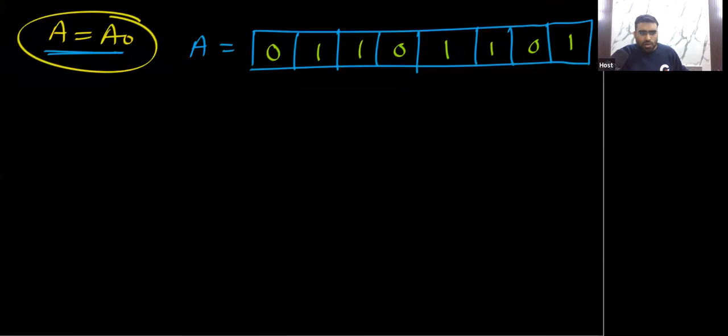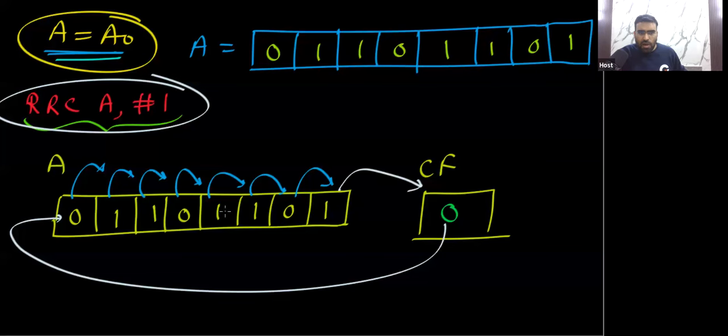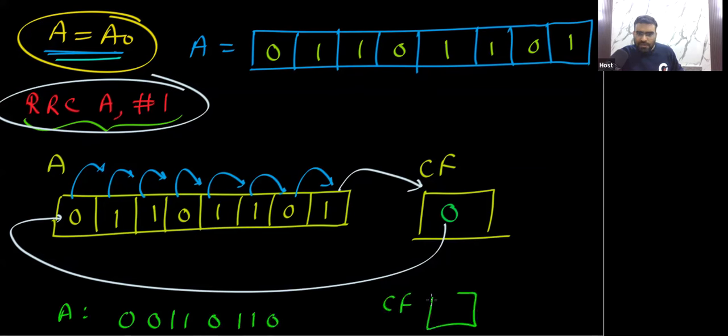So tell me, after this instruction, what will be the value in A and what will be the value in the carry flag? After the execution of this instruction, the value in A will be 0 0 1 1 0 1 1 0, and the value in the carry flag will be 1. This is what will happen.